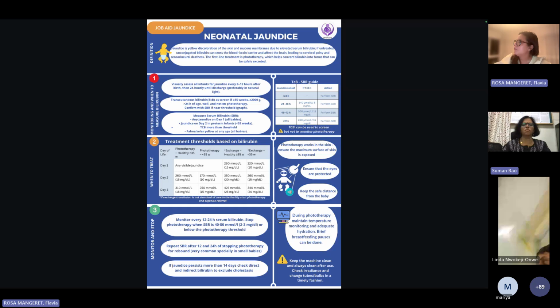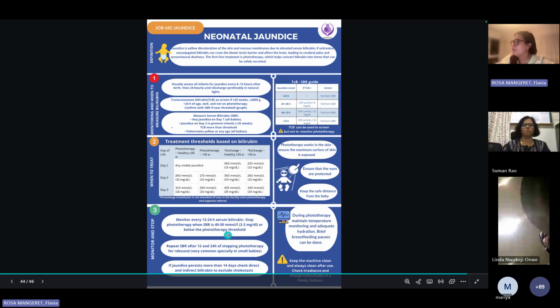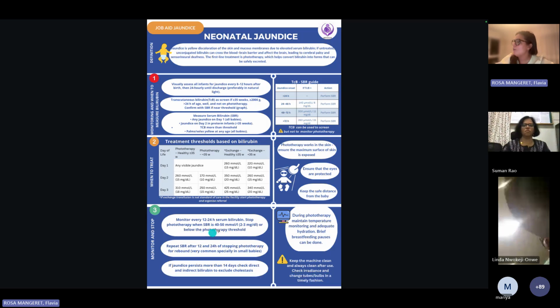Some messages on phototherapy, how it works: protect the eyes and ensure a maximum surface of skin is exposed to make it work. It works on the skin. But we have to keep the baby safe at a safe distance from the lights. And then how to monitor: every 12 to 24 hours. Then we have values to stop, based on the serum bilirubin, always based on the serum bilirubin.